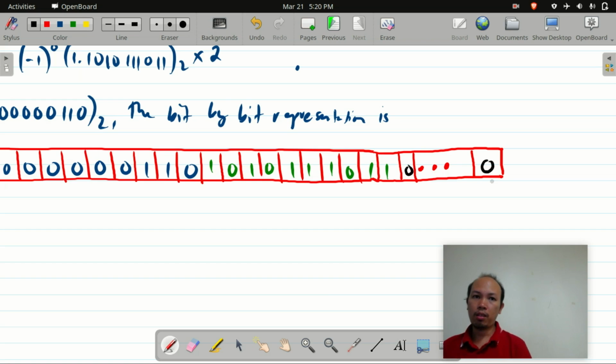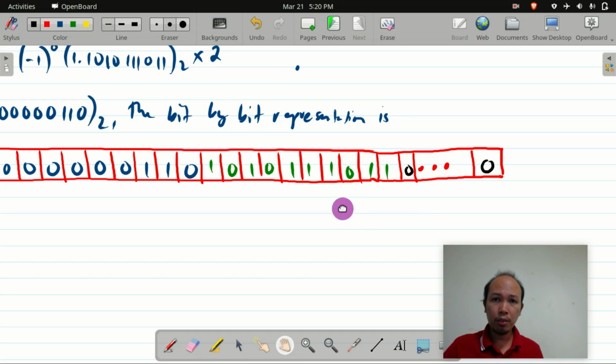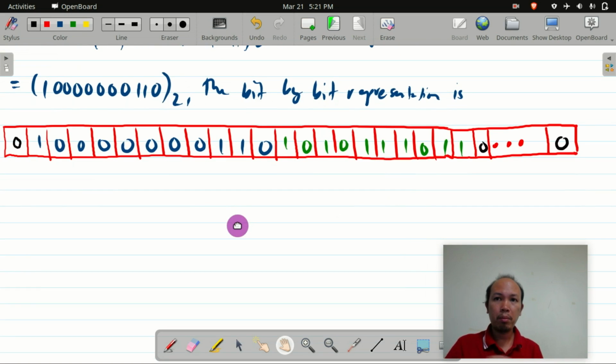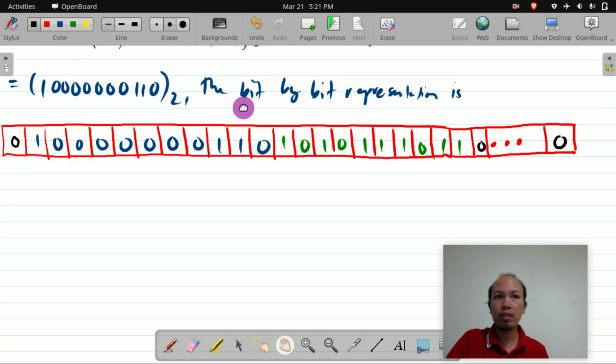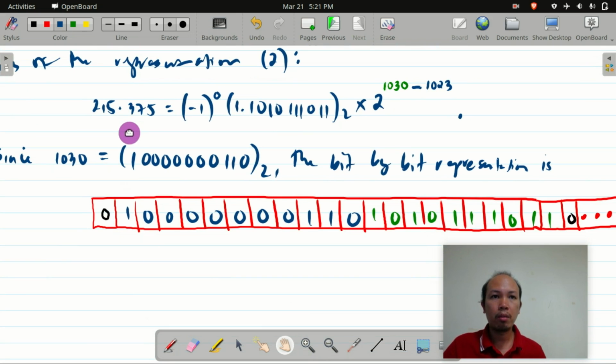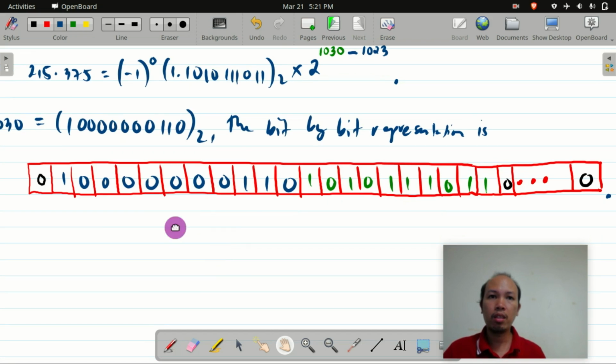So this is now the bit by bit representation of the number. What number? The number 215.375. We have 0 1 0 0 0 0 0 0 0 1 1 0 0 1 0 1 0 1 1 1 0 1 1 0, and so on, 0 0. So this is the bit by bit representation of 215.375.